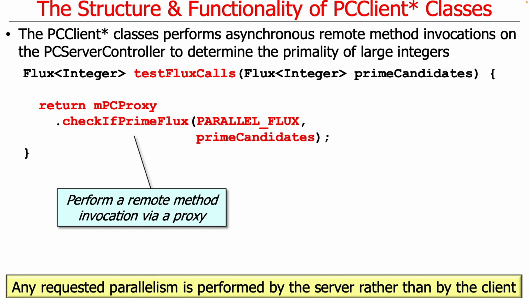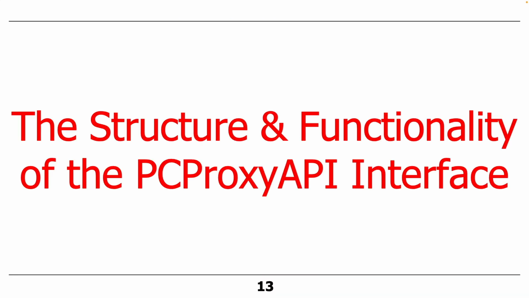So here's what the implementation looks like. It's really simple. We take the prime candidates flux, and we simply go ahead and say check if prime flux, saying what strategy we're using, and we pass the flux in, and that sends the thing over in one fell swoop via the application ND JSON value media type, and that'll stream it over to the server. Any parallelism that's performed is performed by the server, not by the client.